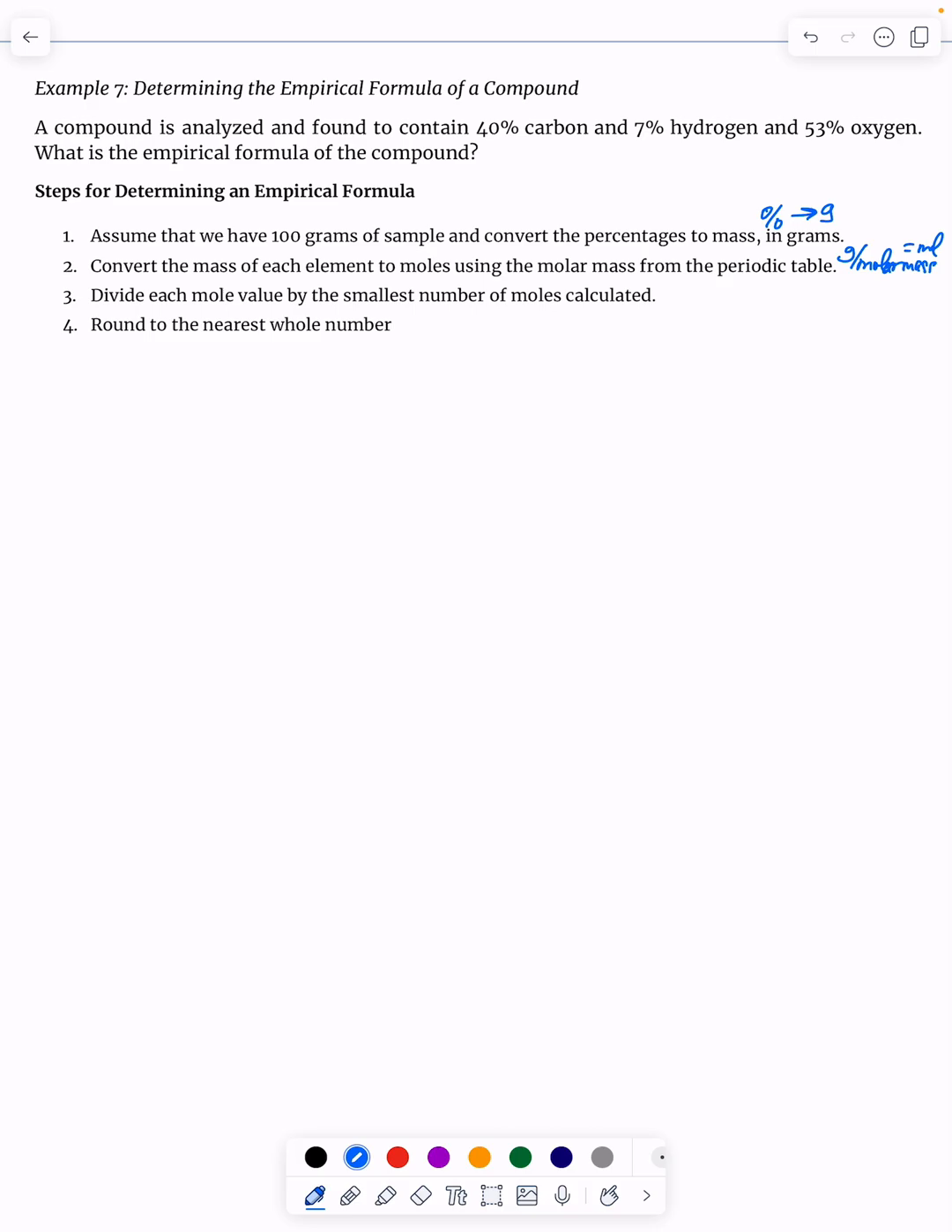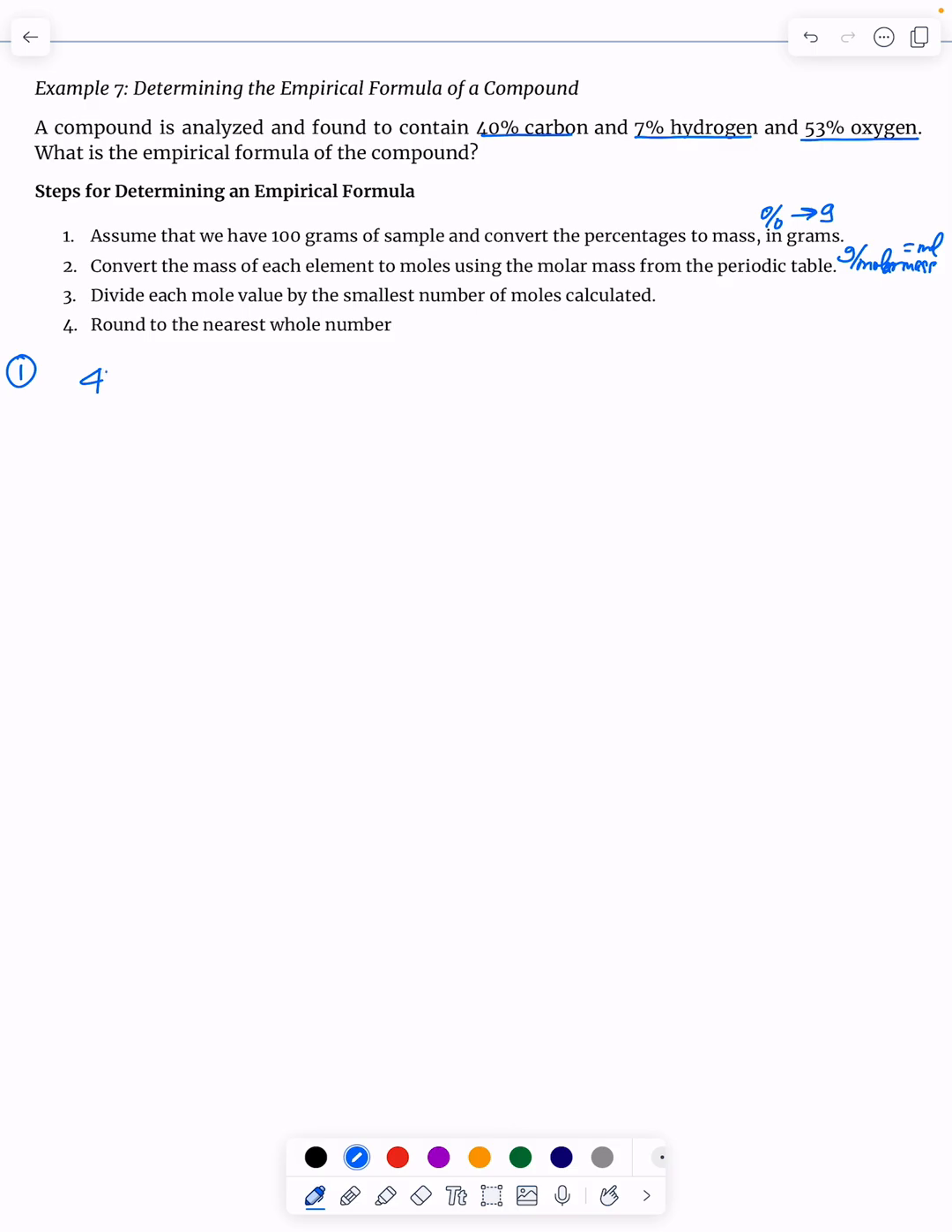So let's start off by doing these steps again for another example. A compound is analyzed and found to contain 40% carbon, 7% hydrogen, and 53% oxygen. So it's a whole other compound, and there's 3 elements in that compound. What is the empirical formula? So let's do step 1.